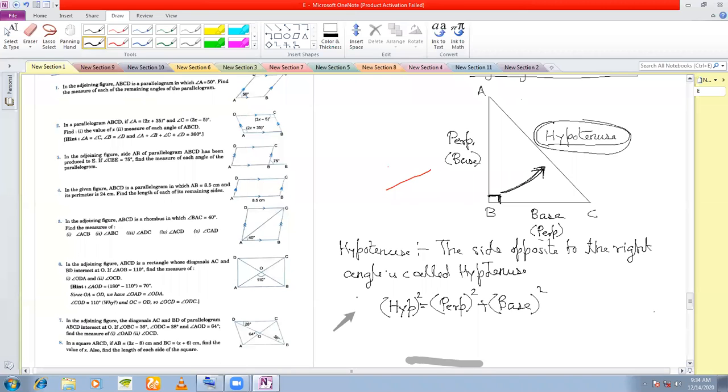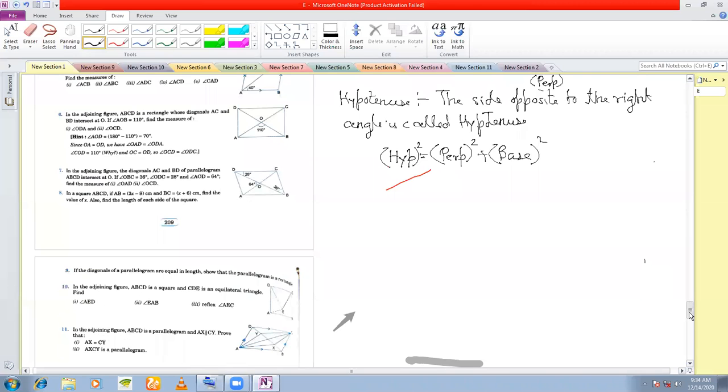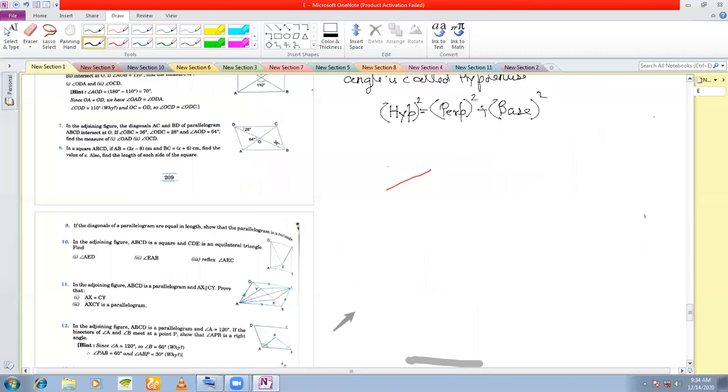It always, in case of a right angle triangle, take the length of the hypotenuse, square it. It will always be equal to the square of the length of the perpendicular plus the square of the length of the base. Let us take an example. Let us say I have a right angle triangle.